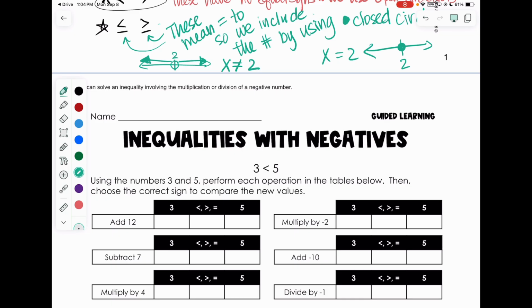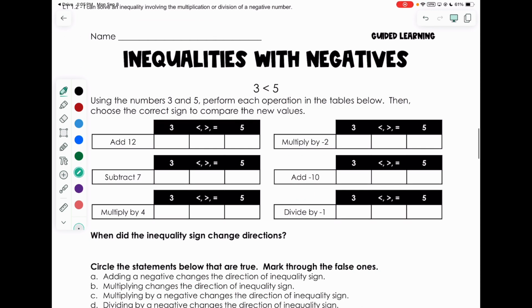Inequality with negatives. Woohoo! All right. Using the numbers 3 and 5, perform each operation in the tables below. Then choose the correct sign to compare the new values. If I add 12 to 3, what do I get? And 12 to 5, what do I get? So which one's greater or less than? 17 is greater, yeah? So the alligator should be facing that one opening, right?